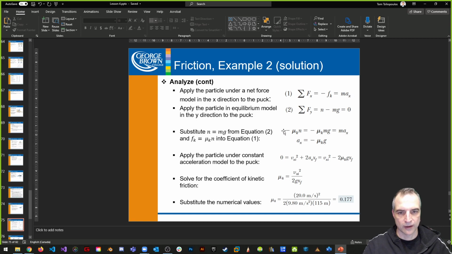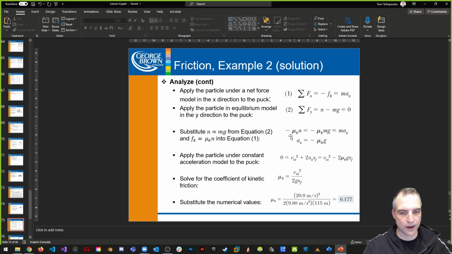We can say that a negative coefficient of kinetic friction times normal force is equal to, if we break down the right-hand side, a negative coefficient of kinetic friction times mg, which is the normal force, equal to mass times gravity anyway, right? And that's equal to mass times acceleration. Force is equal to mass times acceleration. This is by Newton's second law, right? Then we can say that the acceleration on the x-axis is equal to a negative coefficient of kinetic friction times gravity.